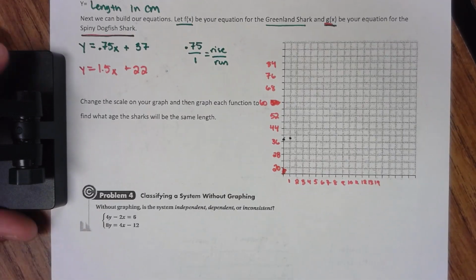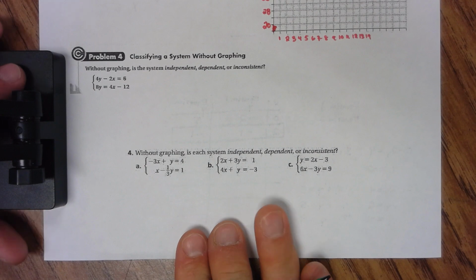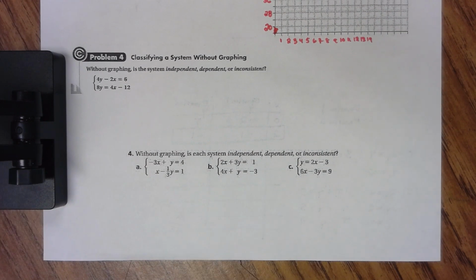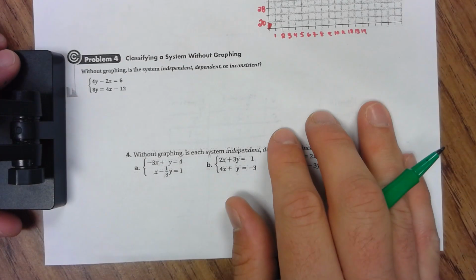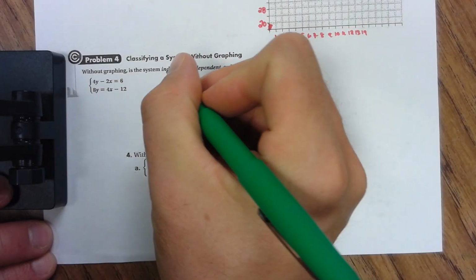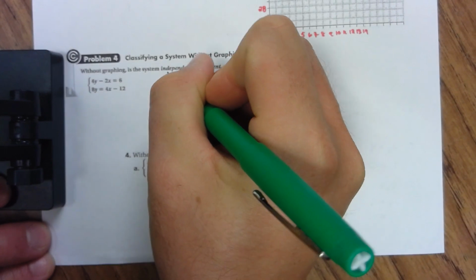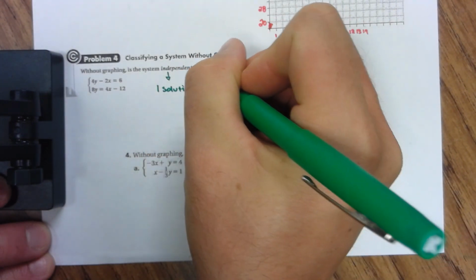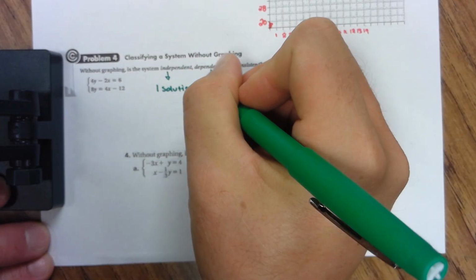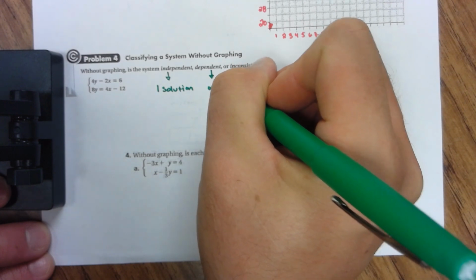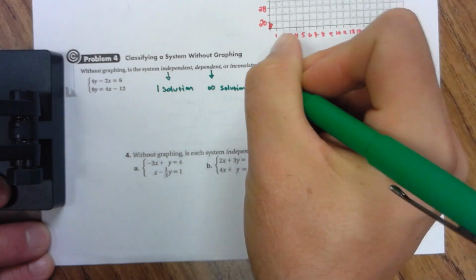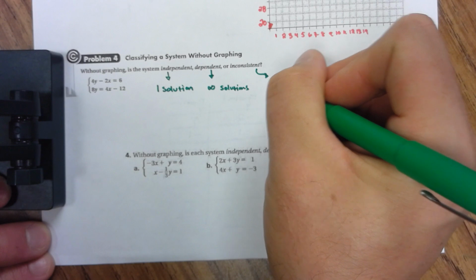So let's move on to the last thing we have in our notes, which is classifying a system without graphing. Now, again, the language they use here is not language that I need us to know, okay, but the language here is that independent means that there is one solution. The dependent means that there are infinite solutions. And the inconsistent means that there is no solution.